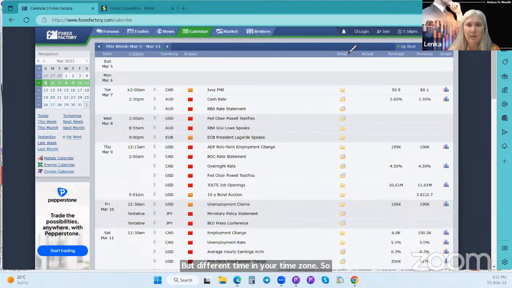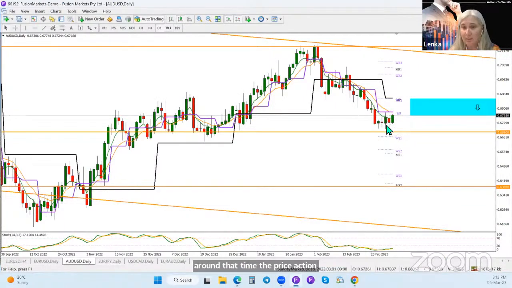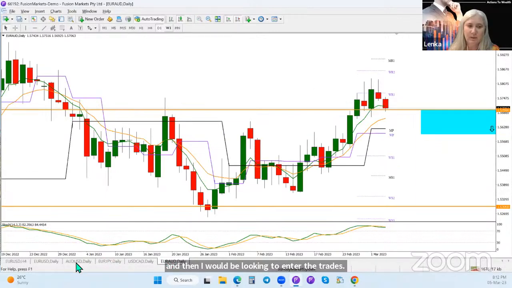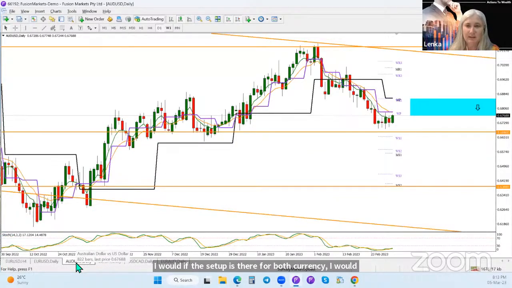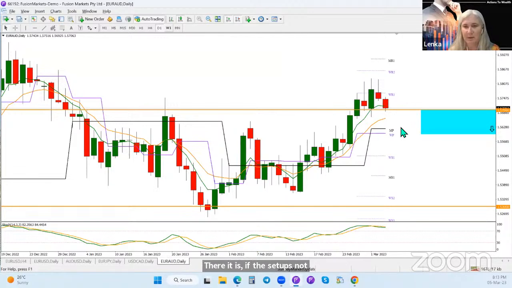And what I would then be looking at is that at around that time, the price action here should have developed into that type of setup that I'm looking for. And then I would be looking to enter the trades. If the setup is there for both currencies, I would enter that trade in the same direction for both currencies. If the setup's not there, then I'll just take the one that obviously makes sense.